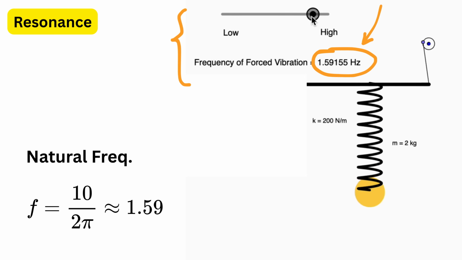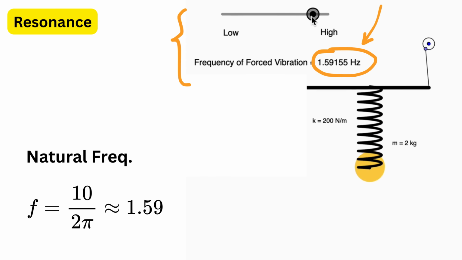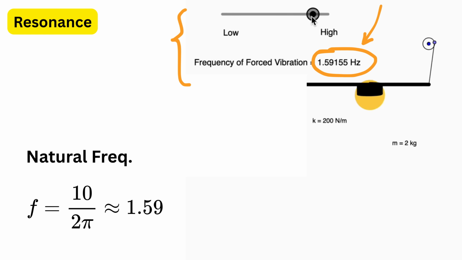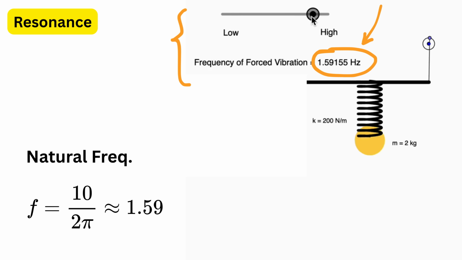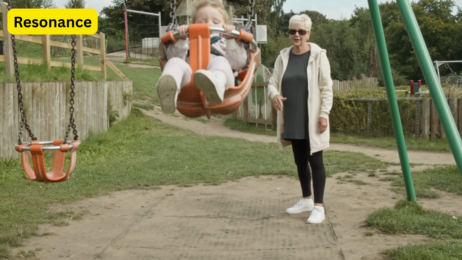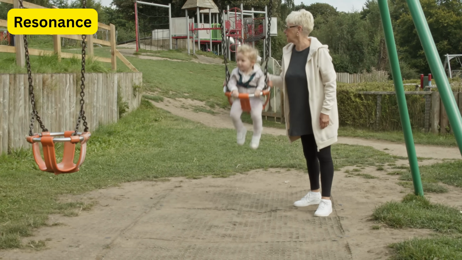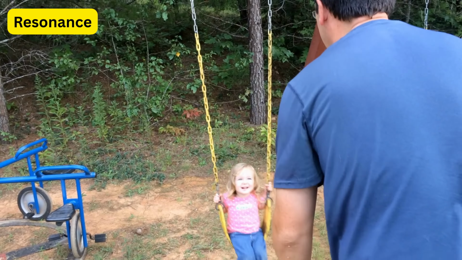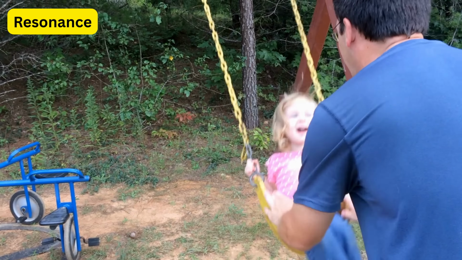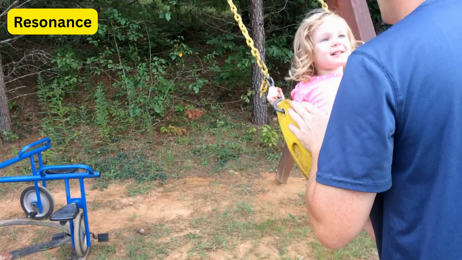This special condition, where the frequency of the applied force matches the system's natural frequency and the amplitude becomes maximum, is known as resonance. At resonance, energy is transferred most efficiently from the external force to the system, causing large vibrations, just like pushing a swing exactly in sync with its motion makes it go higher and higher. Even bridges and buildings can experience resonance during strong winds or earthquakes if the shaking matches their natural frequency.